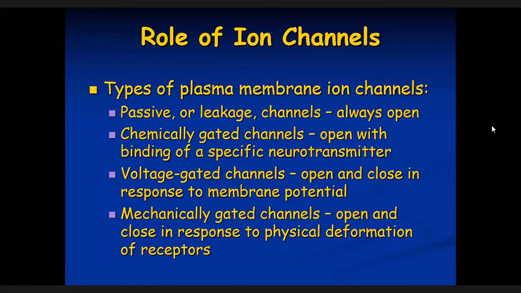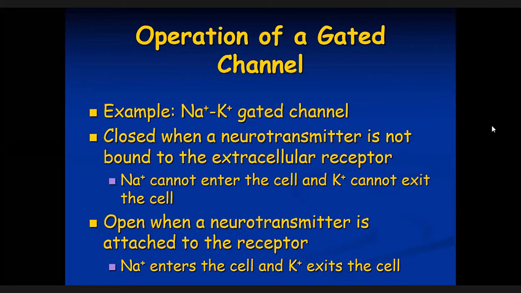Like any other neurons, you have a plasma membrane in your brain. It has gated channels that open and close. An example is your sodium-potassium channel. When a neurotransmitter is not bound to the extracellular receptor, sodium cannot enter the cell, and potassium cannot exit the cell.